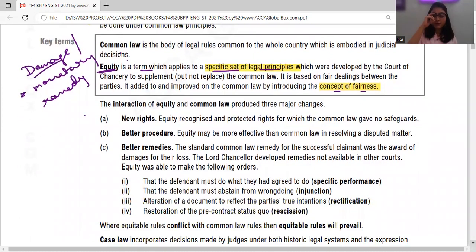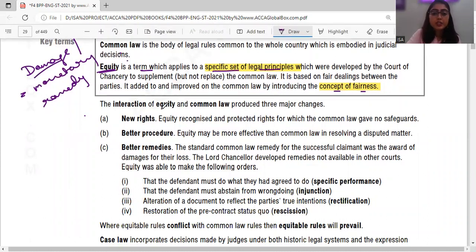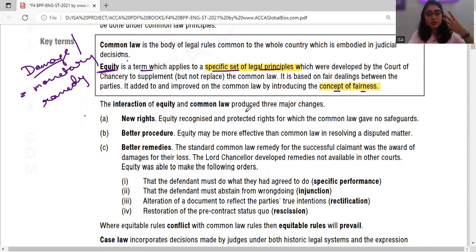Good. Moving ahead, interaction of equity and common law produced three major changes. That means now there is a common law, rigid rules, rigid laws applicable for all, and there is equity where things are made slightly flexible for the people to keep them satisfied, to make sure they get justice, and they feel that yes, they have been heard, their issues have been resolved, and the conflicts have been addressed. So there were three major changes that came into existence.